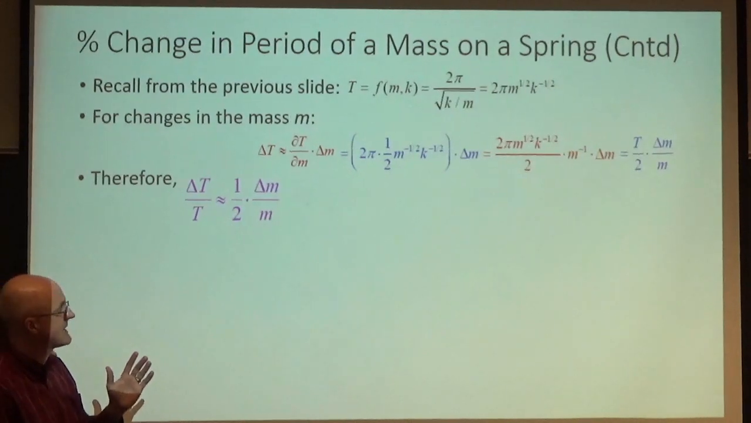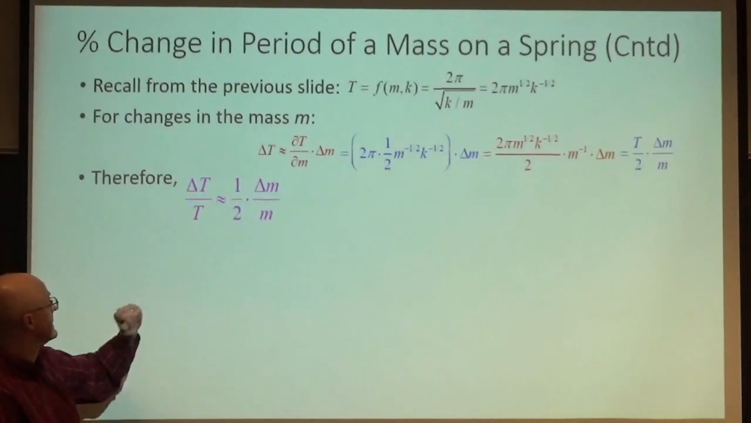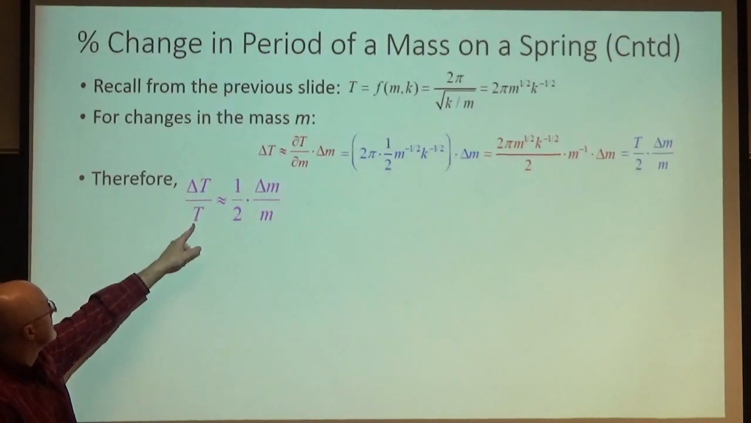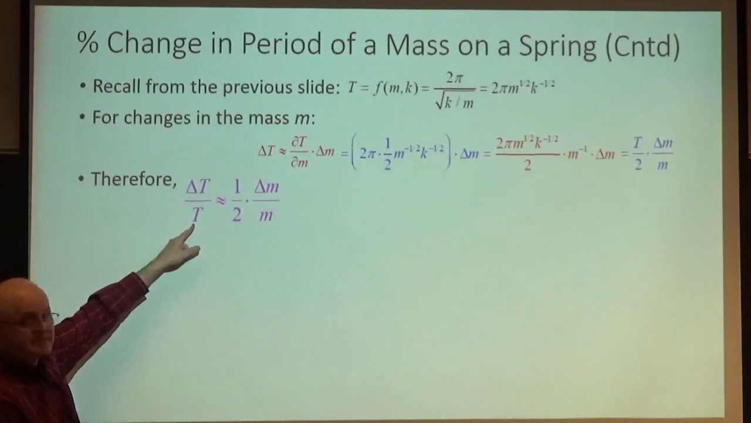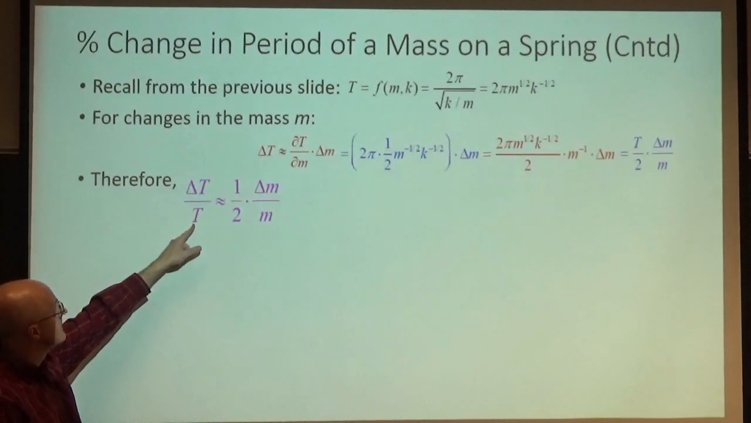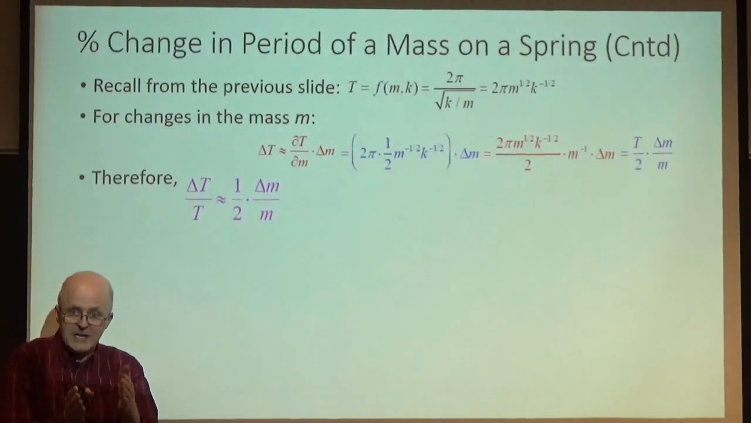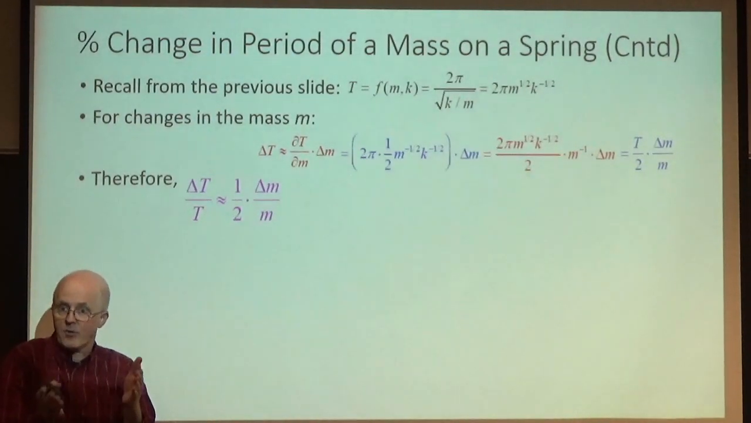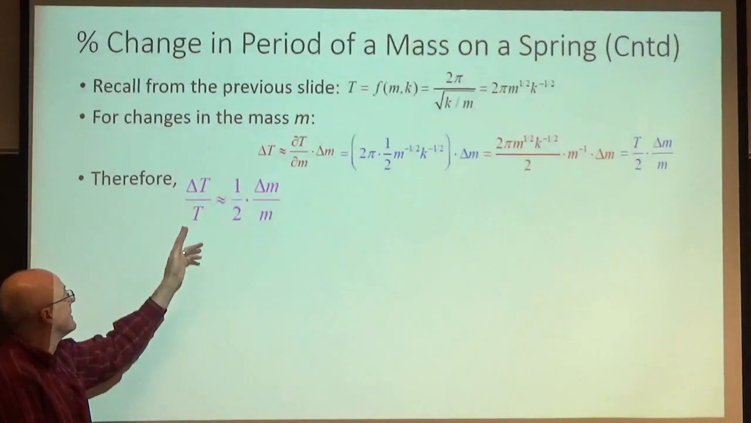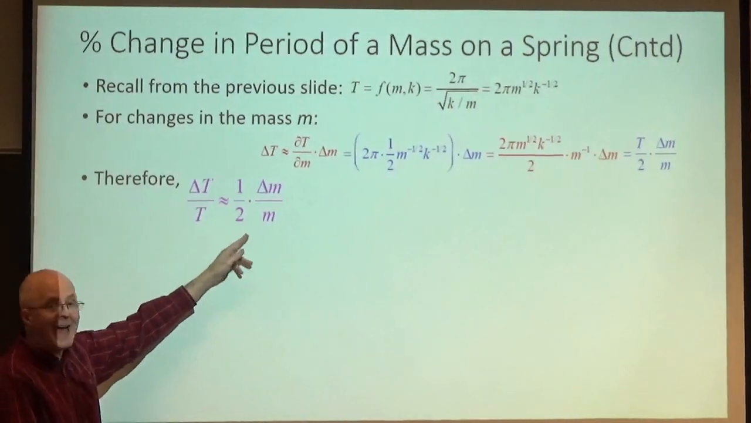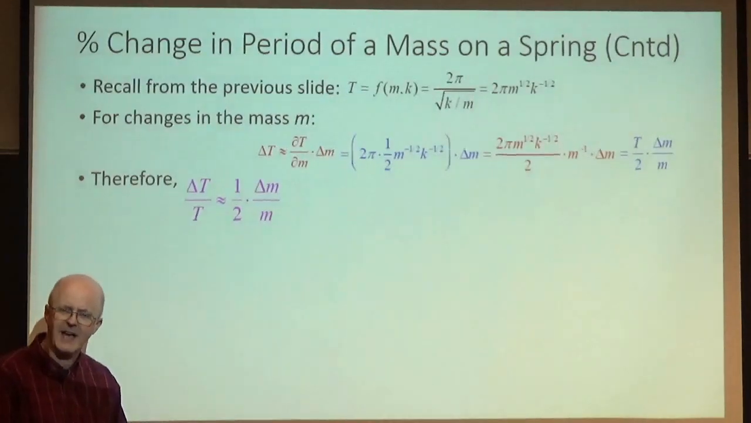And so now what this is saying, if you think about relative percent rate of change, that is the percent change in the period. That is the percent change in the mass. And we're saying for small percent changes in the mass, like 1 or 2 or 3 or 4 or 5%, the percent change in the period is going to be about half of that. That's a pretty profound thing, actually.